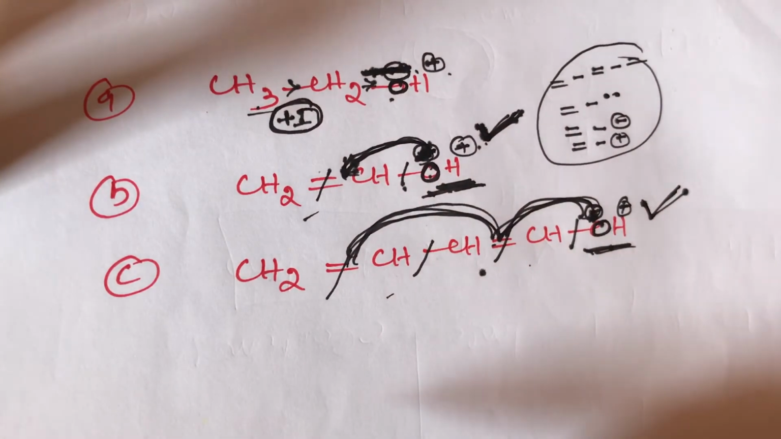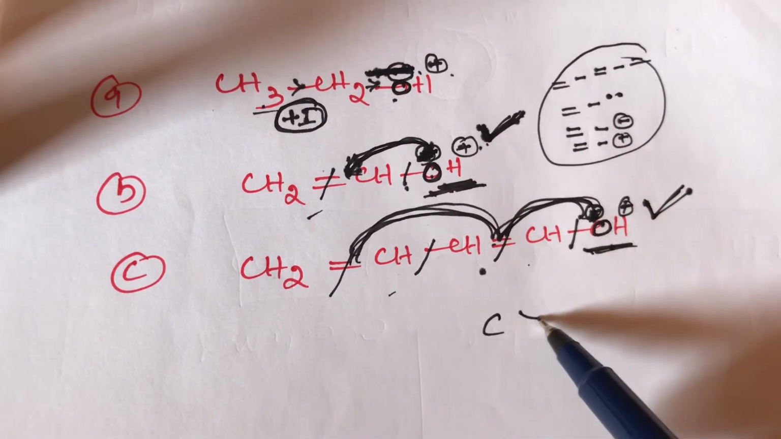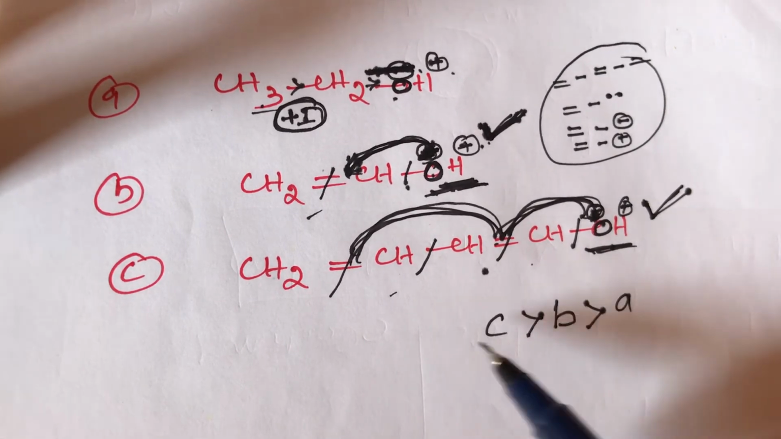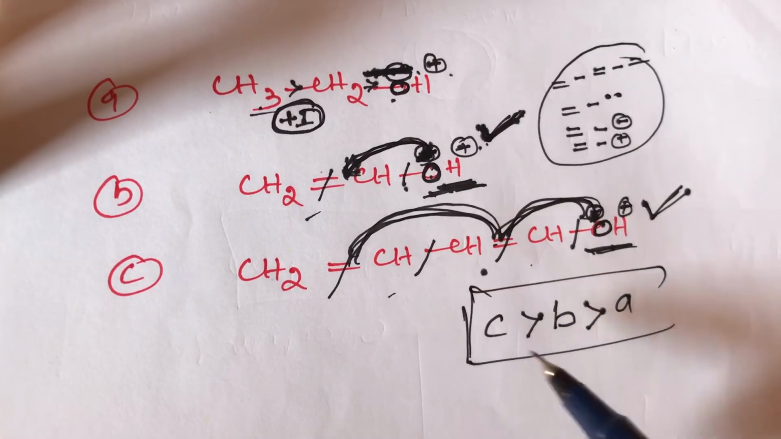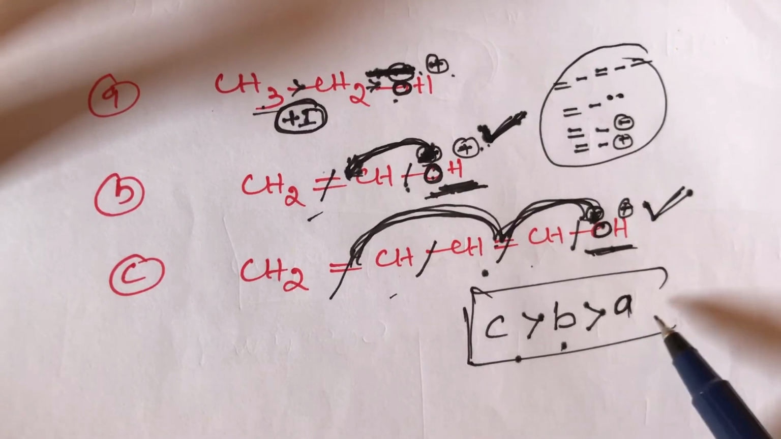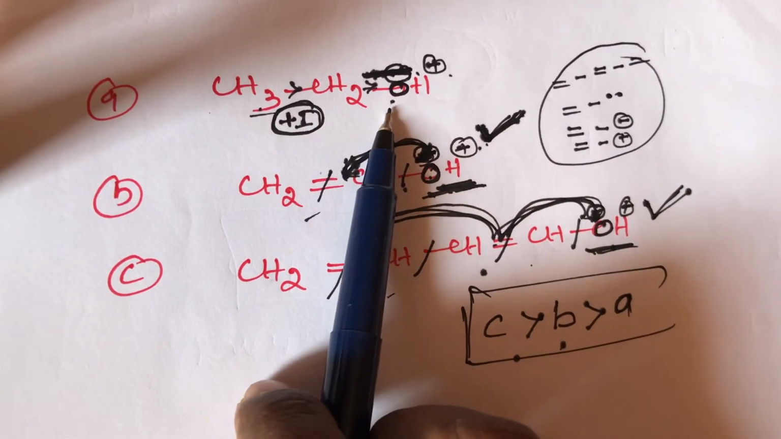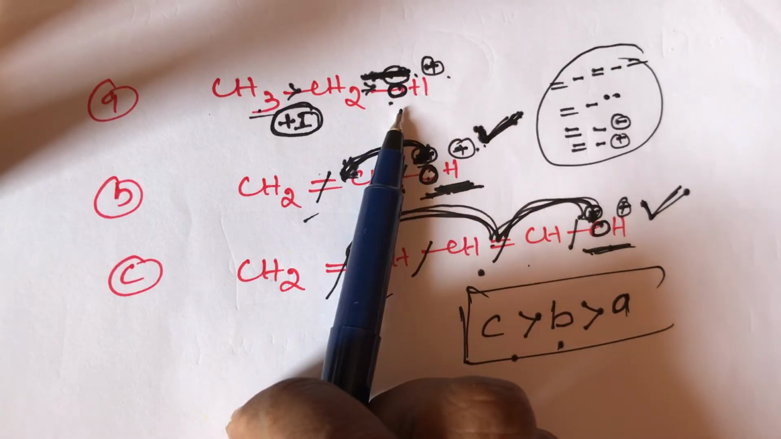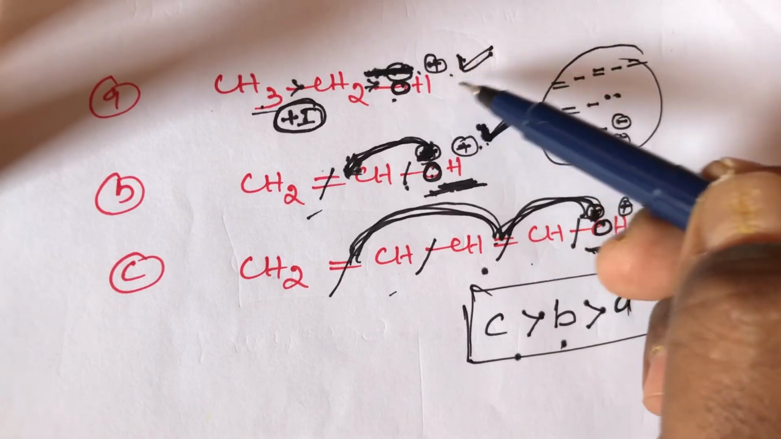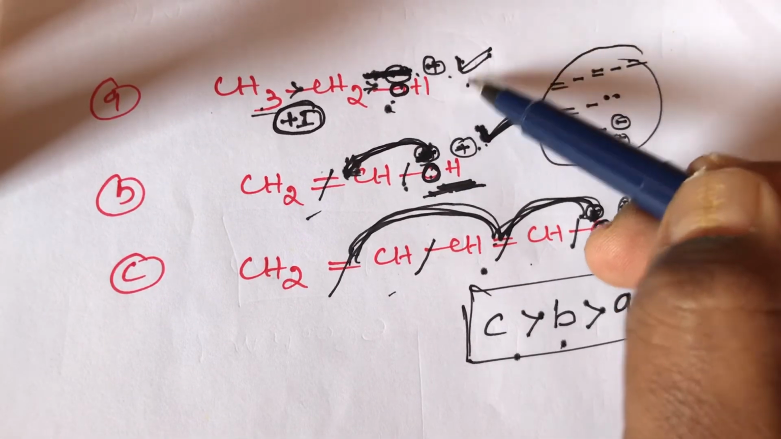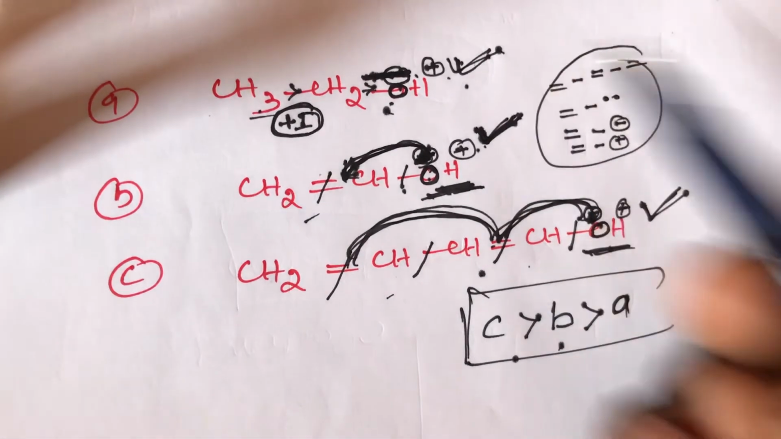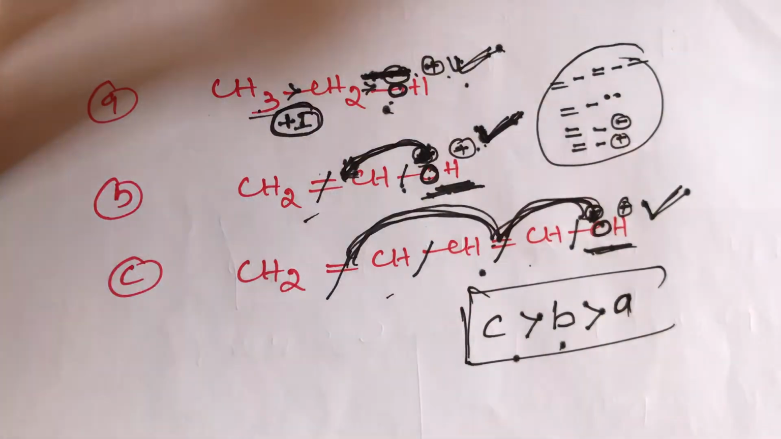So out of these three, which one is most acidic in nature? The C compound is greater than the B compound, and the B compound is more acidic than the A compound. This is the simple trick, students. What about the A compound? In the A compound, oxygen has more density, more negative charge, and H plus cannot move easily. So a strong attraction is present between oxygen and hydrogen, so it cannot break H plus and cannot donate the proton. That is the reason, student.